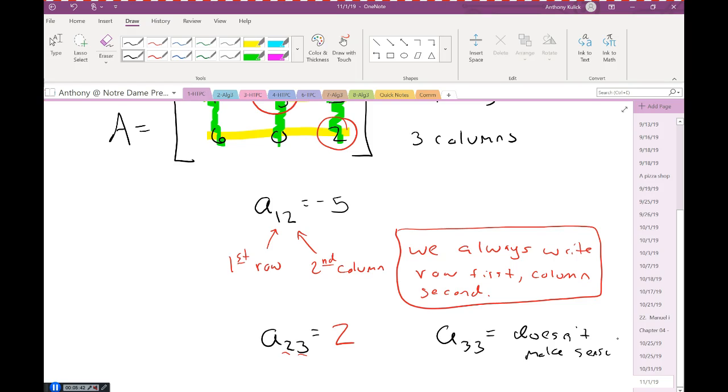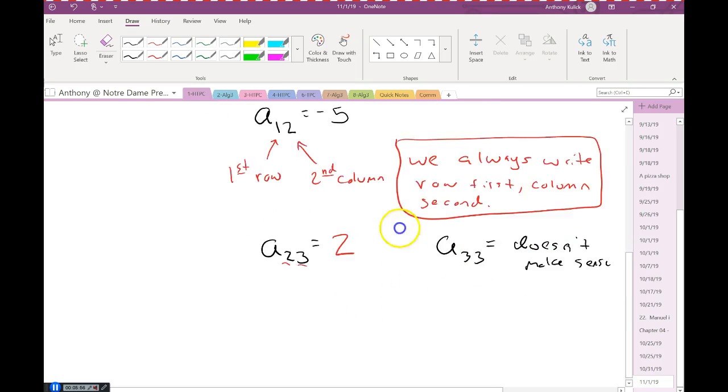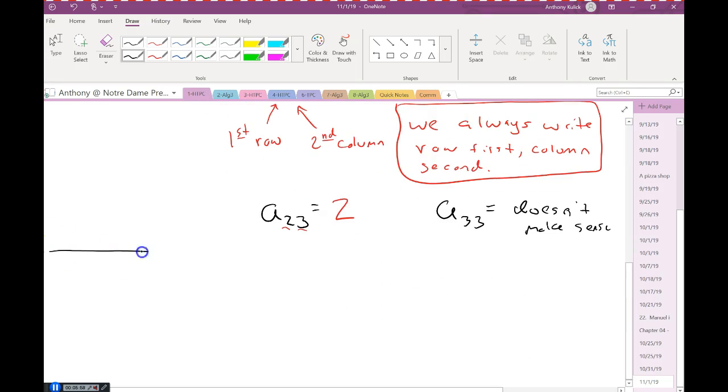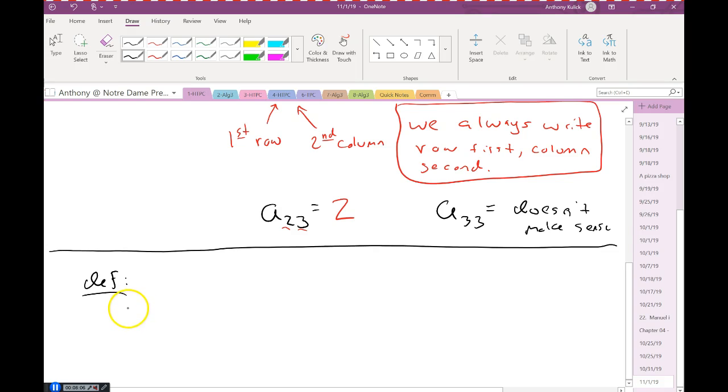Okay, so we've described a little bit how we're going to talk about the parts that are inside of our matrix. We're going to describe their locations by saying what row they're in and what column they're in. What we want to do now is talk about ways to describe a matrix in general. One way that we can do that is by talking about its dimension.